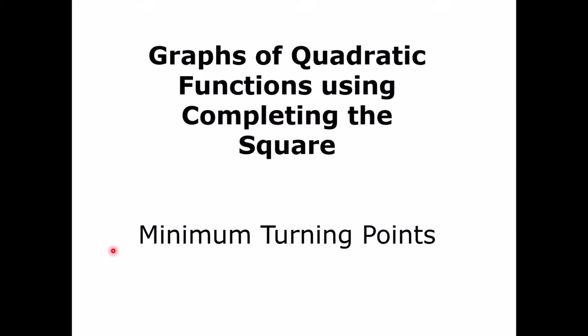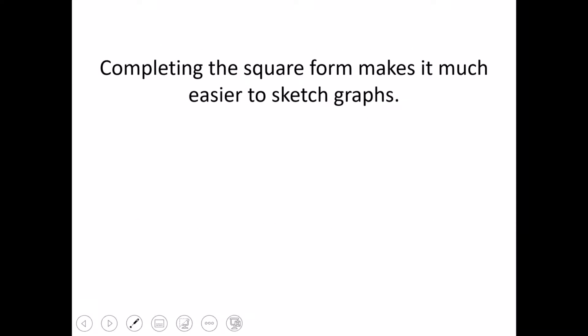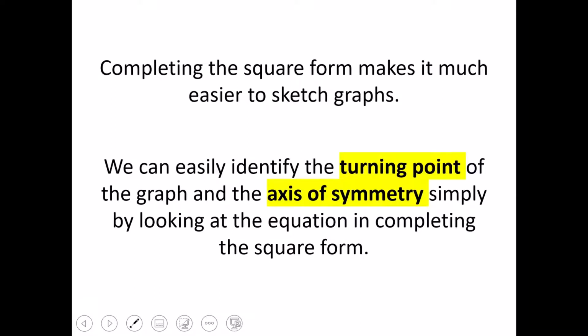So today we're going to discuss graphs of quadratic functions using completing the square form. And we're going to look at examples that are just to do with minimum turning points today. So when we use completing the square form, doing this makes it much easier when it comes to sketching graphs. Using this form, we can easily identify turning points of the graph and also the axis of symmetry. And we can identify those two things simply by looking at the equation in completing the squared form.